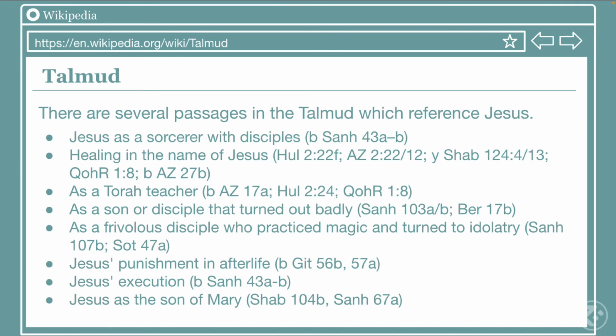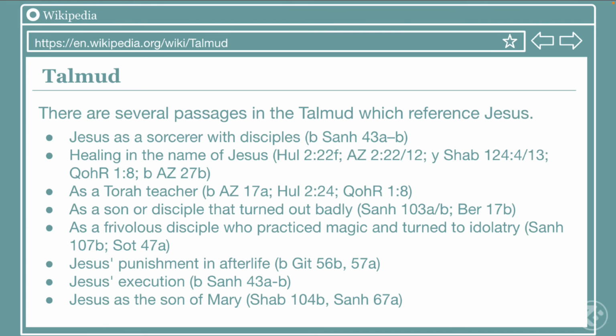These would be really the Jews who ultimately had crucified their Messiah, right? Once they realize this, there's no way they would want to share this. And yet, in the Talmud, there are many passages that reference Jesus. Now, granted, he's referenced as a sorcerer, right? He's referenced as healing. He's referenced as a teacher, a disciple that turned out badly, a frivolous disciple who practiced magic and turned to idolatry. Jesus is identified as punished in the afterlife, so he was also identified as being executed, and is identified as the son of Mary. So these are all negative things, right?